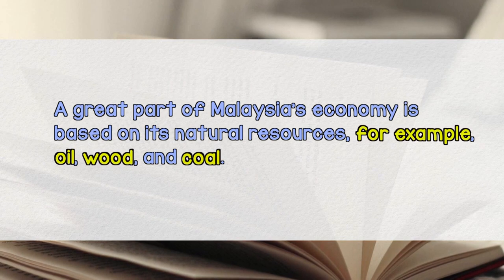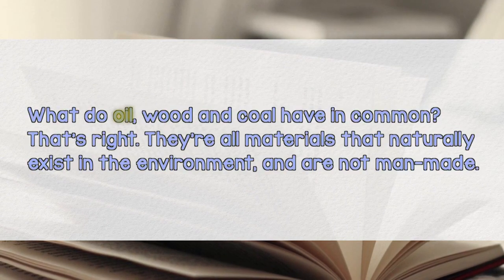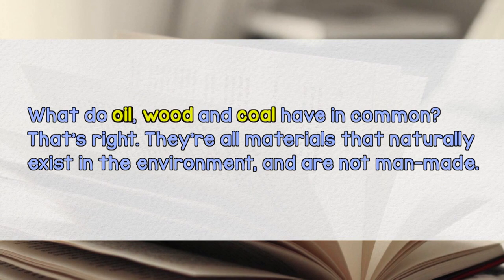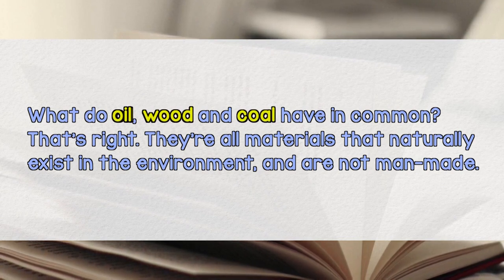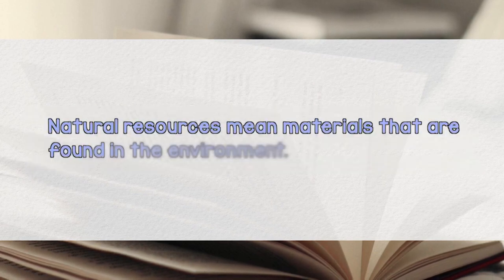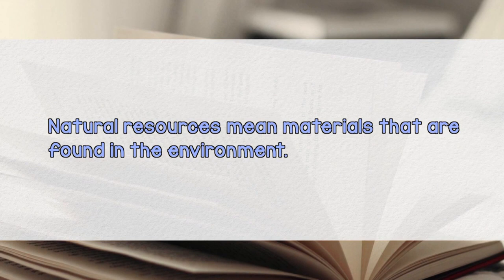Now, let's do some thinking. What do oil, wood, and coal have in common? That's right. They're all materials that naturally exist in the environment and are not man-made. So, natural resources mean materials that are found in the environment. See how easy it is to find the meaning of difficult words when you know how to look for contextual clues?